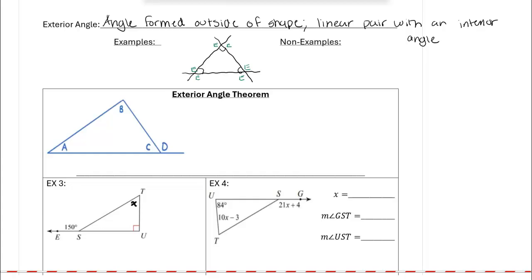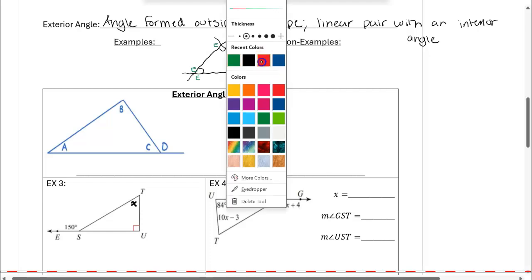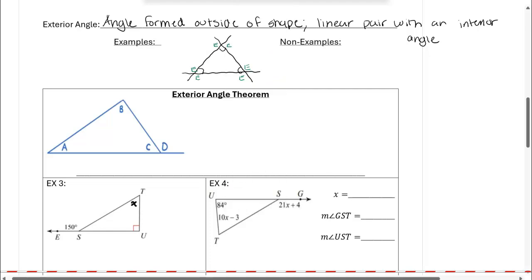They're an angle formed outside the shape. So that angle is outside the shape, right here. And it makes a linear pair with the interior angle. Here are the non-examples. So I'm going to mark these in red and with an N. So those are our non-examples, right? So those form a vertical angle pair with our interior angles.